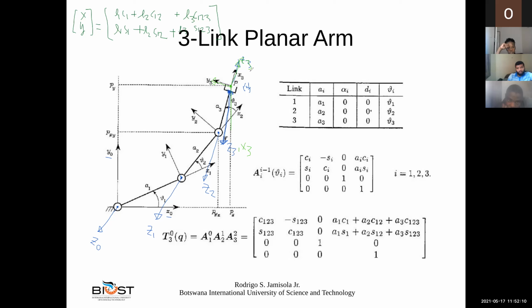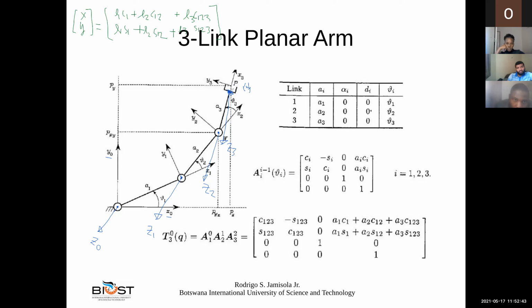So the best way, what people do, and the easiest way without even thinking a lot, is to make z3 coincident with z2, coincident in terms of direction. If that is the case, for example, this is your x3. Now, did it follow the convention? Is it normal to both? Yes.